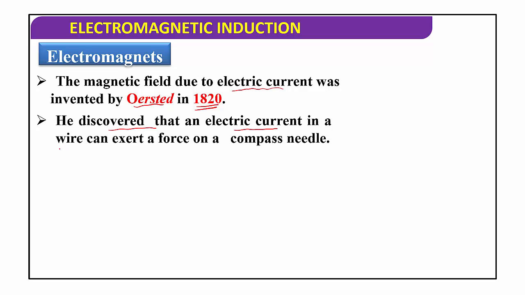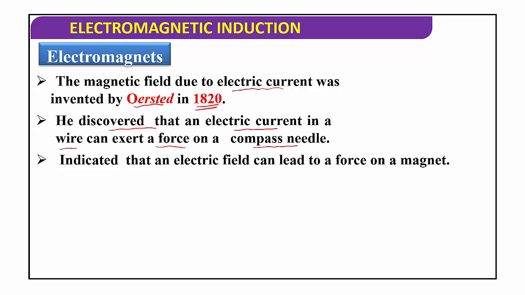Then what did the scientist Oersted discover? An electric current in a wire can exert a force on a compass needle. When we kept that magnetic compass needle in front of the wire which is carrying electric current, that will exert a force on the compass needle and the needle starts to deflect. Then third point, what does it indicate? It indicates that an electric field can lead to a force on a magnet.